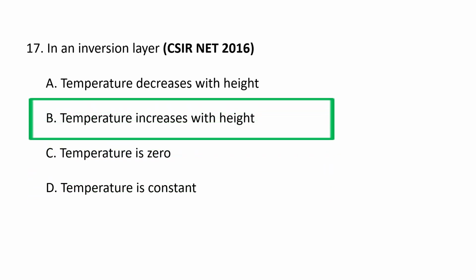An inversion layer is a stable atmospheric condition where temperature increases with altitude, contrary to the normal decrease. So this warm air layer acts as a lid over the colder, denser air near the ground, restricting vertical mixing. So in an inversion layer, temperature increases with height. B is the correct option.